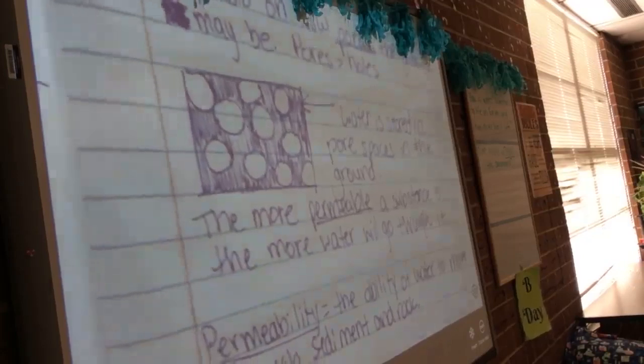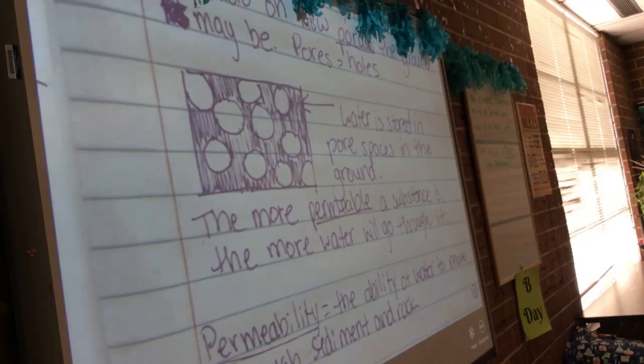Permeability, it's got the word ability in it. Permeability is the ability of water to move through sediment and rock. So if you are permeable, water will be able to move through you fairly easily. So this soil is fairly permeable. Water will go through it pretty well.